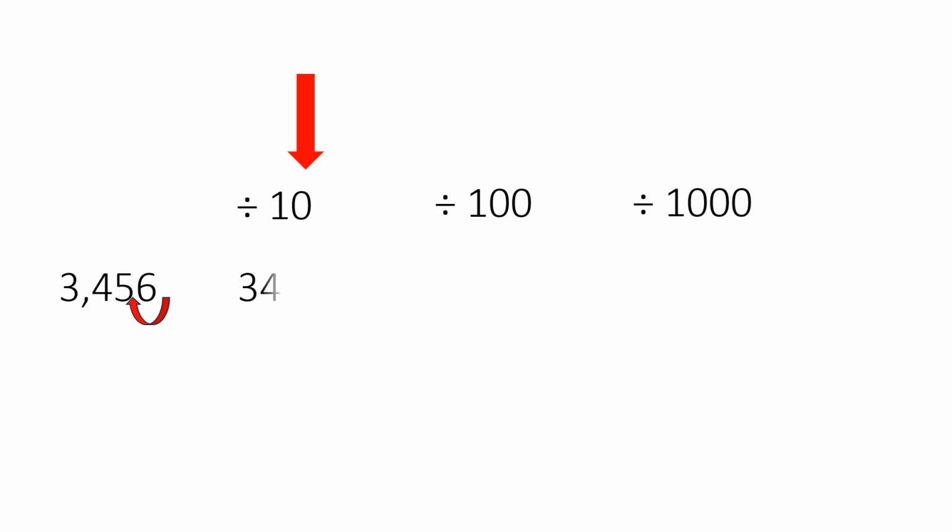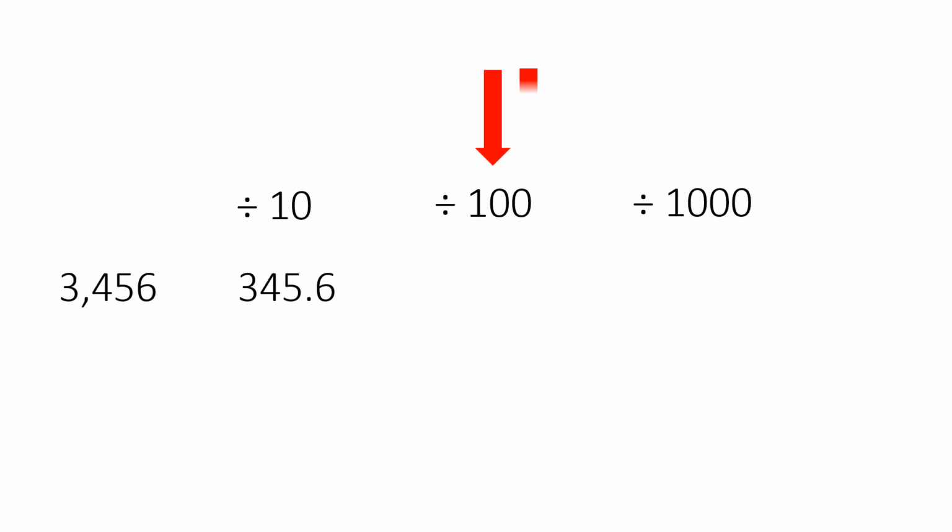Here we have 3,456. We'll divide it by 10, divide it by 100, and divide it by 1,000. So let's divide it by 10. Since we have one zero, we will move the decimal over once. Since there is no decimal, we assume there's a decimal at the end. Let's bring it over once, and the answer is 345.6.